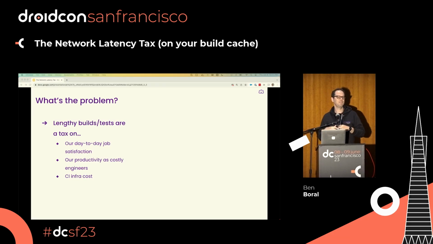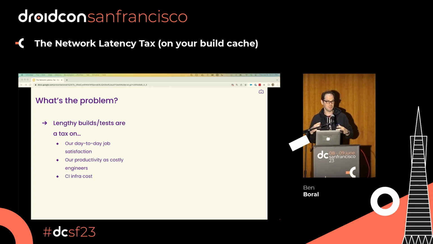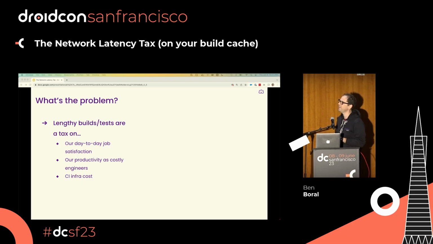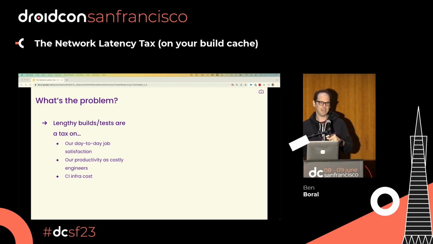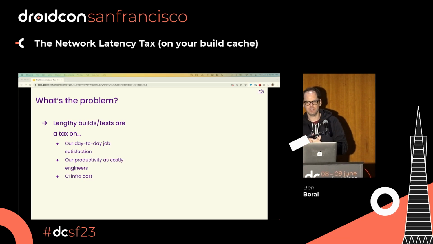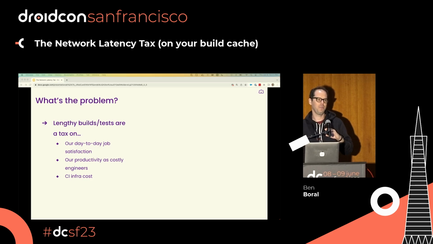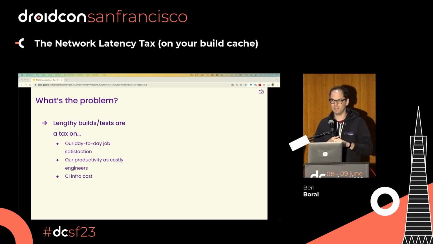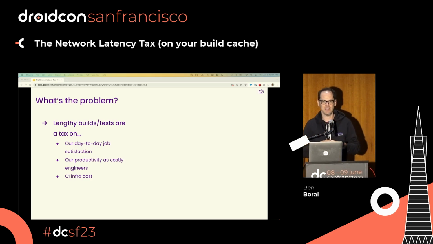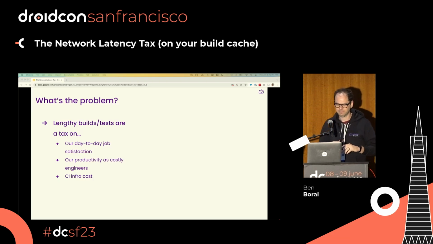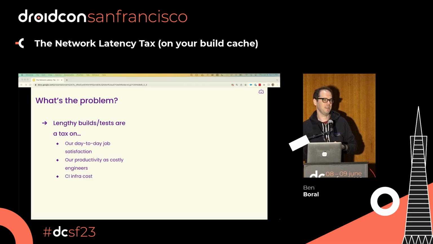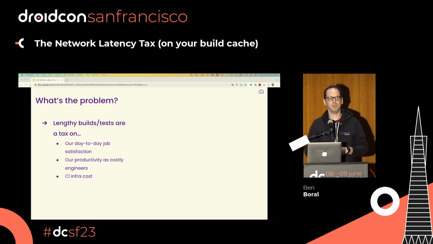It's instinctive to everybody in this room. We don't like long build durations, but if we could put some real reasons on it, they are a tax on our satisfaction as developers. The people who pay us don't like us sitting around. They want us actually doing work. And when we're waiting for a slow build, we're just sitting around. And if your CI builds take a long time, you're kind of just burning money on infra.